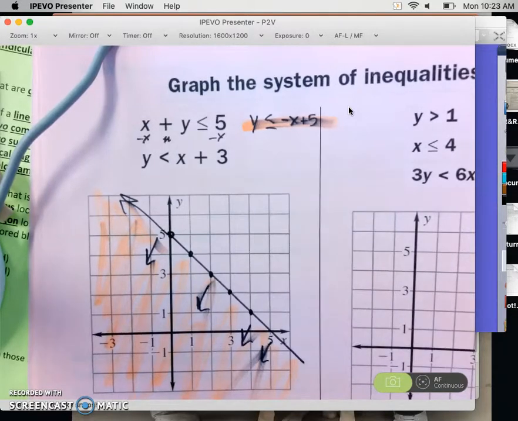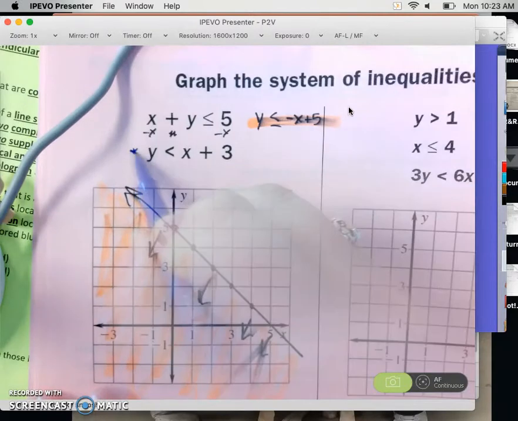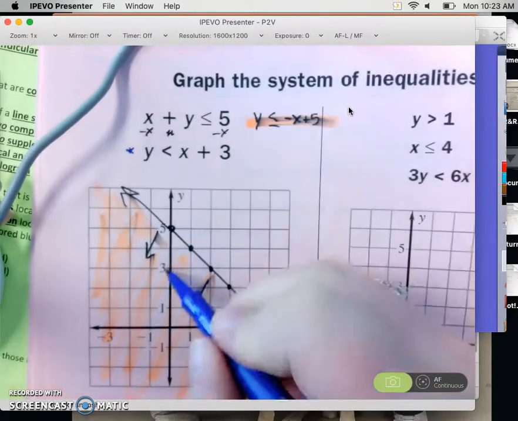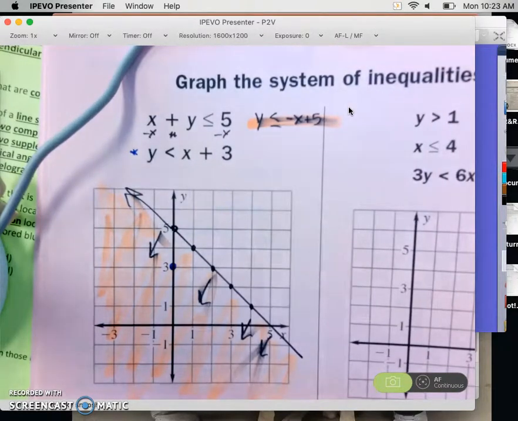My goodness, how many times do I have to do this? Okay, and then this one is already in my y-intercept form, so I'm going to go up to 3, put a dot, and I should use green because you can really tell with green.